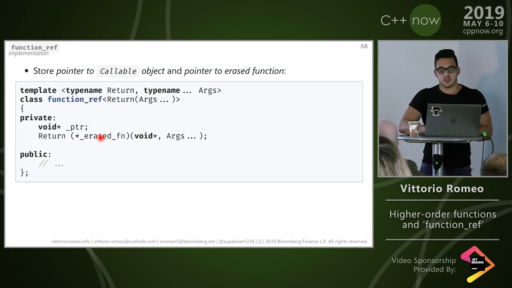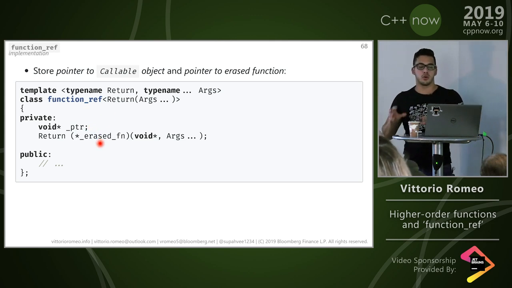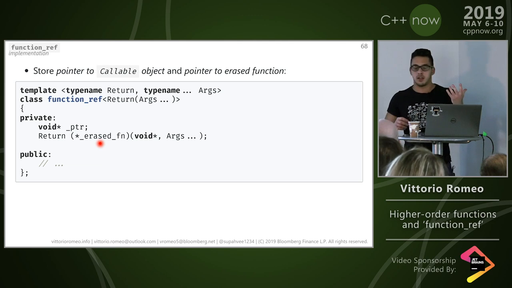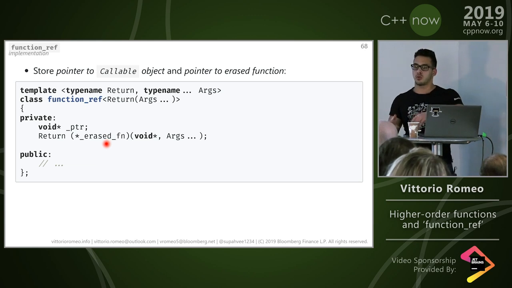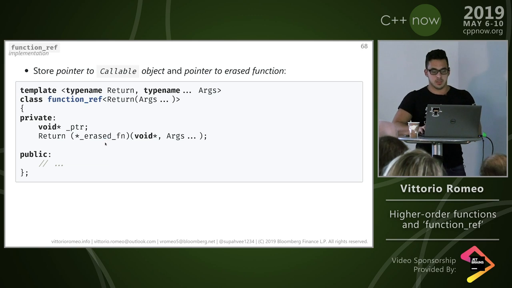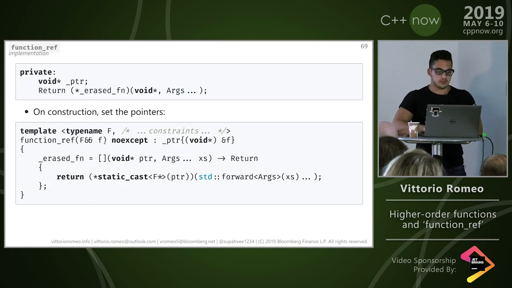So the idea is that erase function will know the original type of the object. We pass our underscore pointer to the first argument. The erase function will cast the void pointer to the original type, and then it will invoke it with the arguments that we desire. So how does it work?